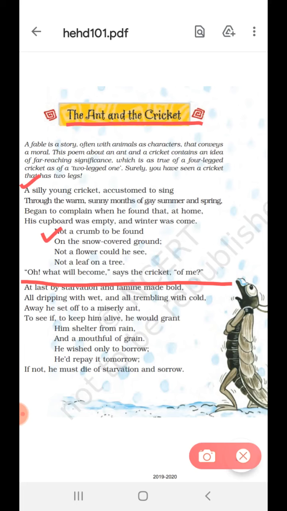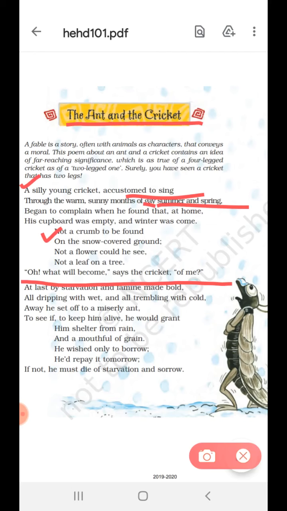So now, the cricket which enjoyed during the active warm months failed to store food for the future. During the summer time, he did not collect anything. Why? Because he was accustomed to sing. He was always singing during the gay summer and spring. Gay means happy.